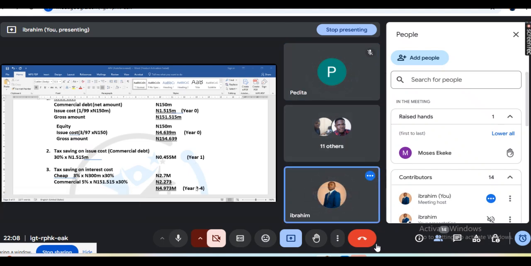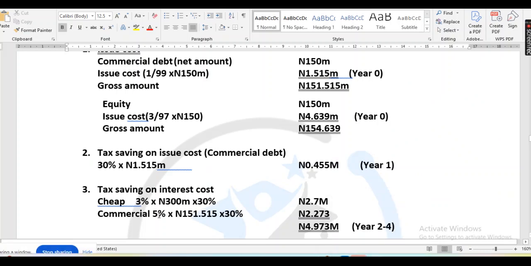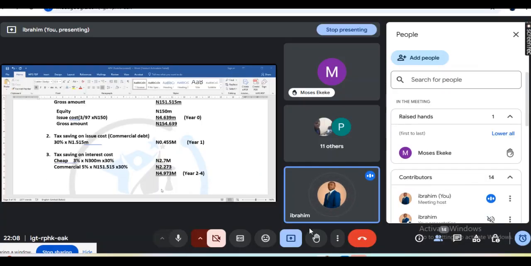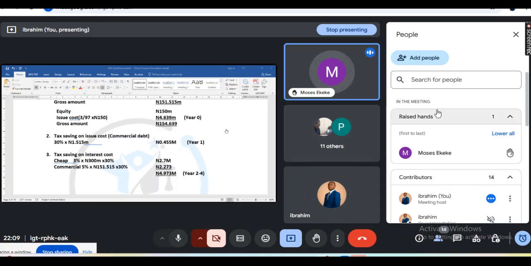Moses. Yes, sir. Sir, please, when the examiner is silent as to whether the issue cost is going to suffer tax or not, what do we do? Do we assume the issue cost is with tax? I've explained that one when we were treating tax savings on issue cost. I guess you are just joining us, so that's why. Oh, sorry, sir. Like you said, I joined late. No, it's fine.